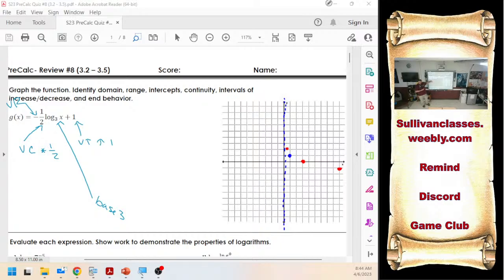This is a vertical compression by 1/2. The horizontal distance out to those powers of 3 doesn't change. It's the vertical spacing that changes. So instead of going down 1 and over a power of 3, I'm going to go down 1/2 and over a power of 3. Instead of going down 2 and over 9, I'm going to go down 1 and over 9. And then up 1/2 and over a third. Up 1 and over a ninth. Okay?